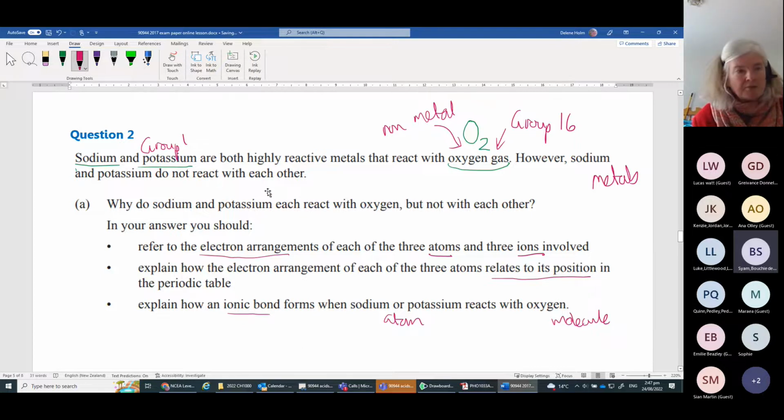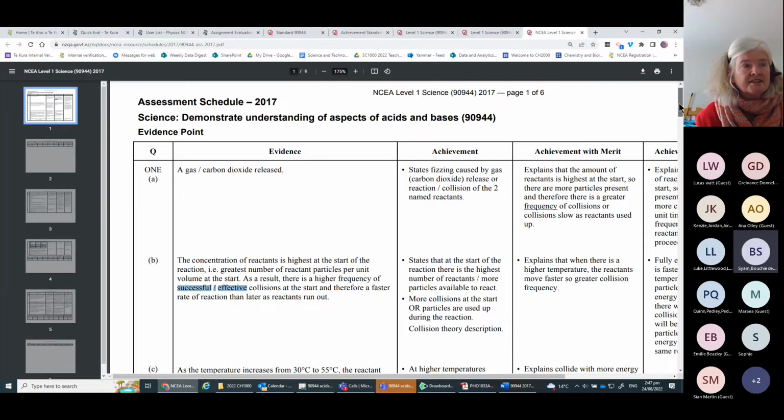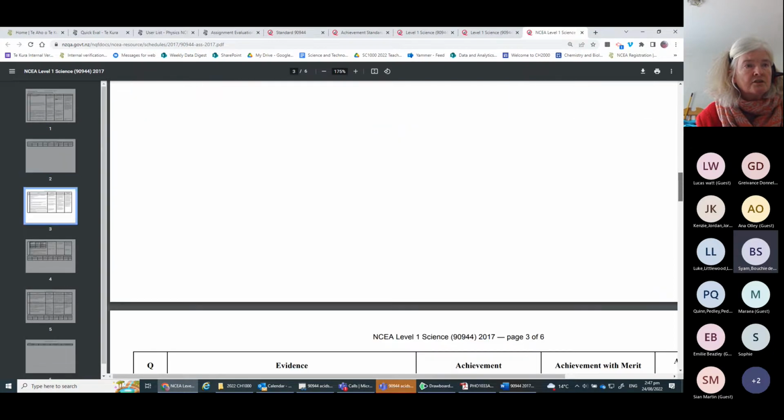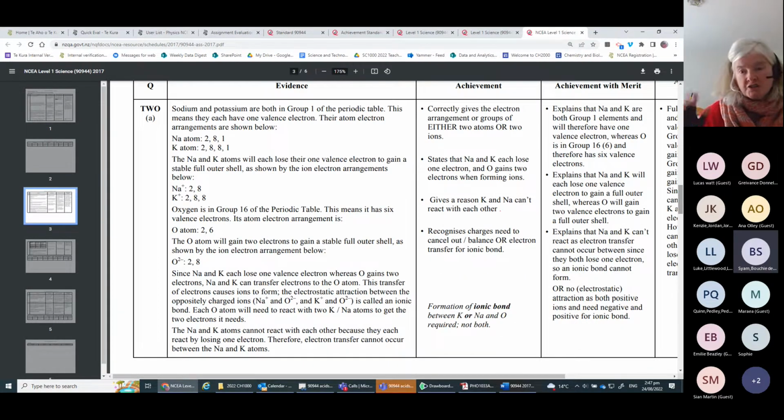Now, because we will be running out of time, I'm going to just go straight to the assessment schedule, because you can see there's a lot of writing. So this takes you all the way to excellence level, but notice of those things we did, they gave you the electron configuration of the atoms, they gave you the electron configuration of the ions. And if you look at what they need, give the correct arrangement of either the two atoms or the two ions for an achieved point. Each of these counts for an achieved point, each of these bullet points.